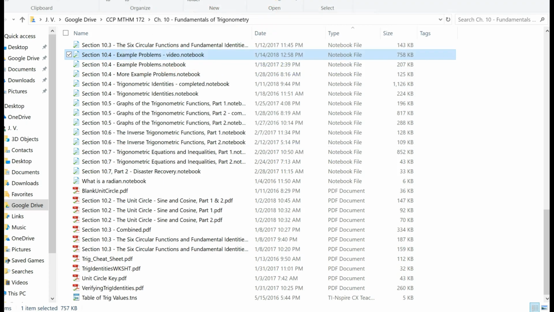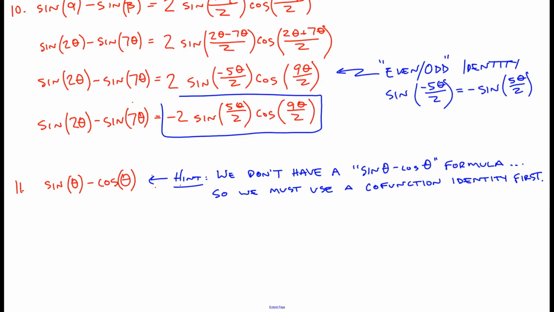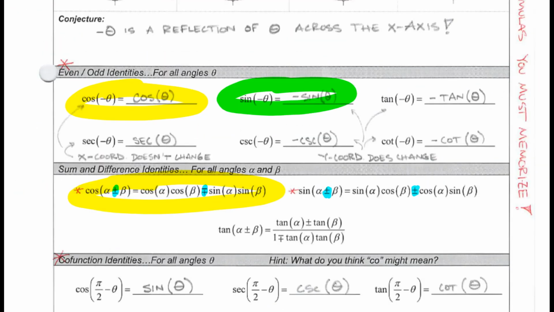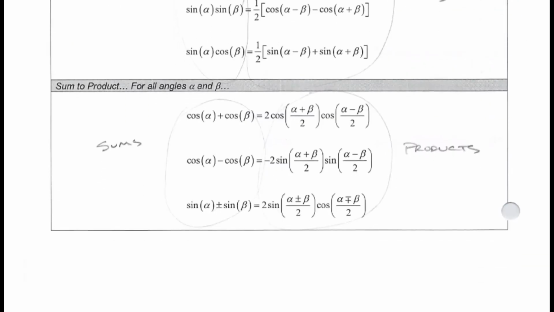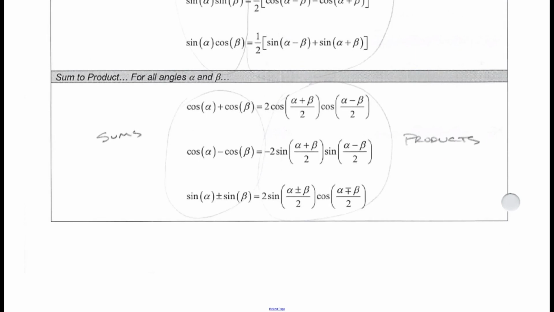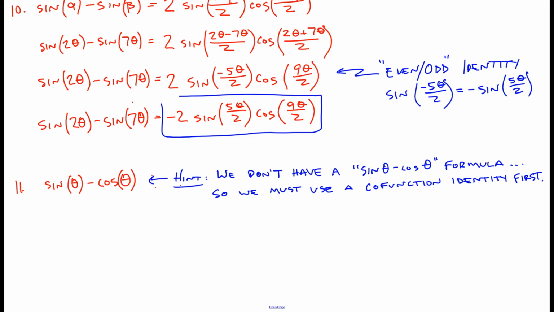If I go back to our notes here, I'm looking for all of my sum to product formulas. Here they are. And you'll notice I have cosine plus cosine, cosine minus cosine, and then sine plus sine or sine minus sine. I don't have any that mix sine and cosine together. So because I don't have a sine minus cosine, I'm going to use a cofunction identity to turn it into cosine minus cosine. Well, what do I mean by that?